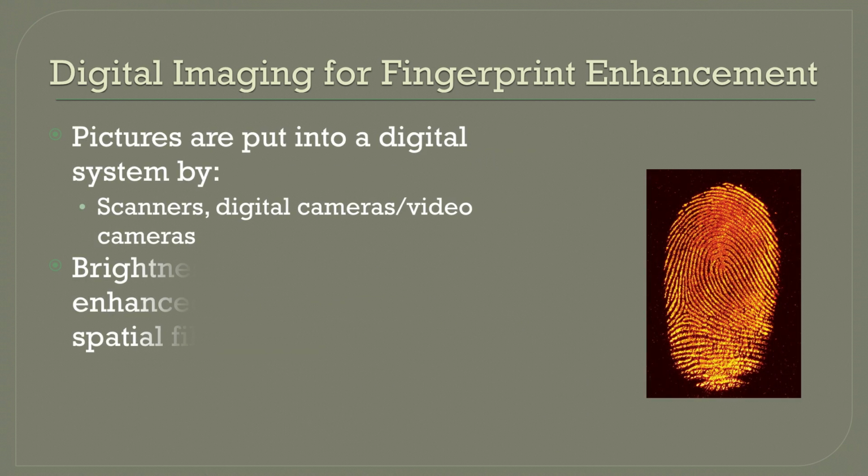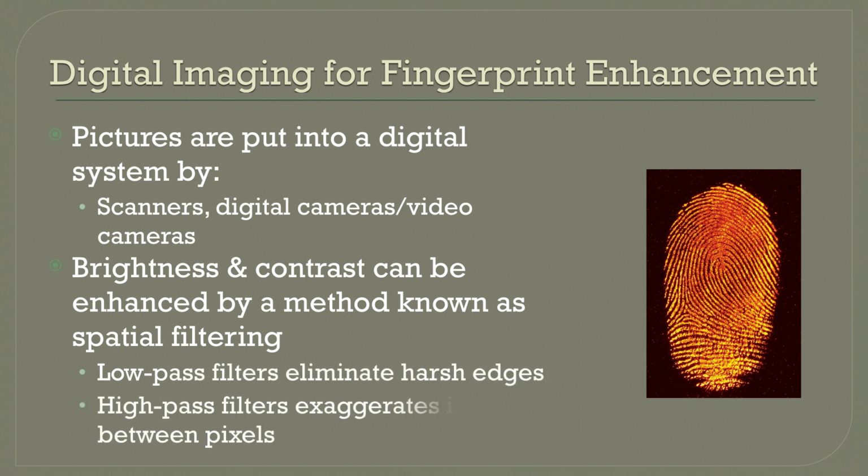The physical pictures are put into a digital system either through a scanner, by using digital cameras nowadays, as well as video cameras. The brightness and the contrast can be enhanced by a method that's known as spatial filtering. Low-pass filters eliminate harsh edges of the pixels, and then high-pass filters can exaggerate intensity between neighboring pixels. So it's all based on what needs to be done to produce the better image so that it can then be analyzed.